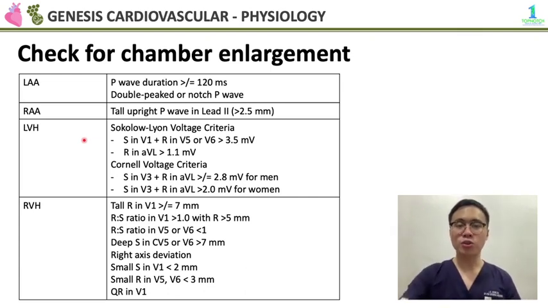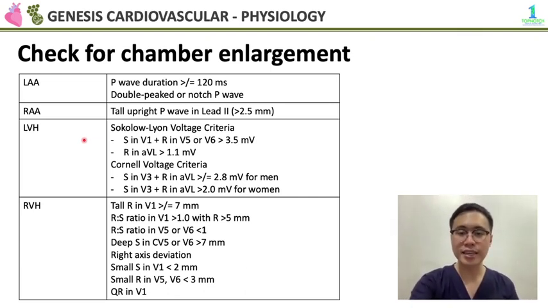For LVH, if you don't remember the others, at the very least do remember this, because it's one of the more common chamber enlargements that we encounter. So we have 2 different sets of criteria: the Sokolow-Lyon and the Cornell. For Sokolow-Lyon, we get the S in V1, and then you add it with the R in V5 or V6. If it's more than 3.5 millivolts or 35 millimeters, that would be indicative of left ventricular hypertrophy.